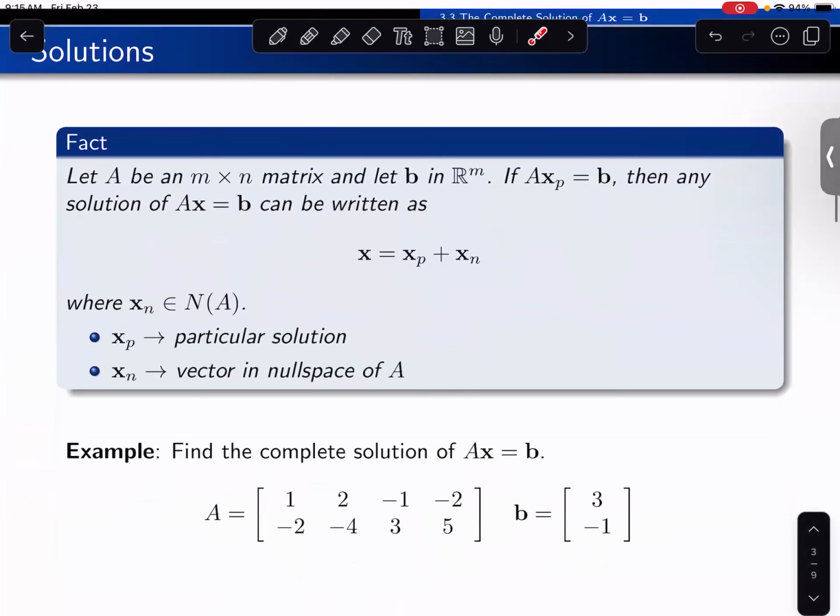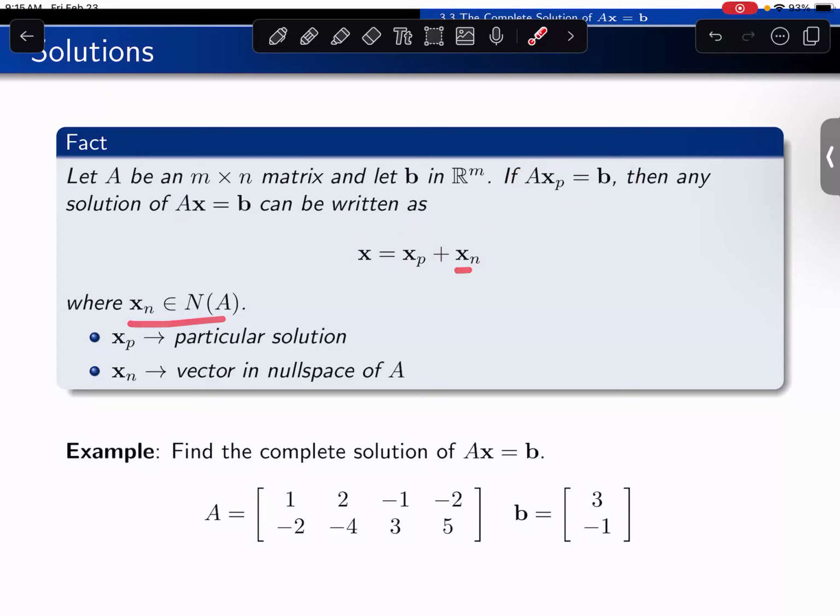So the main idea is the following fact: if we let A be an m by n matrix and we let b be some vector in R^m, then if we have some solution xp of the system of linear equations given by Ax = b, any solution of Ax = b can be expressed in the following way. We can write the solution x as being equal to some particular solution plus some vector in your null space.